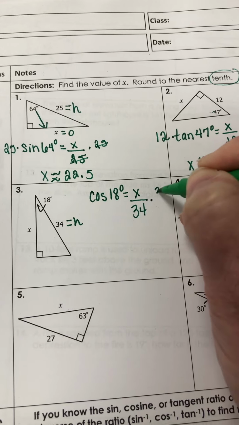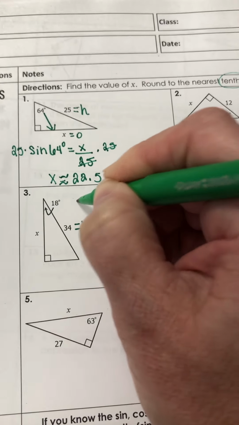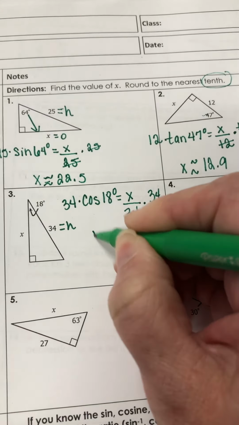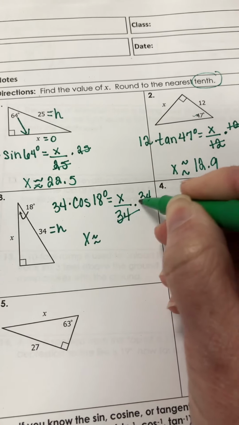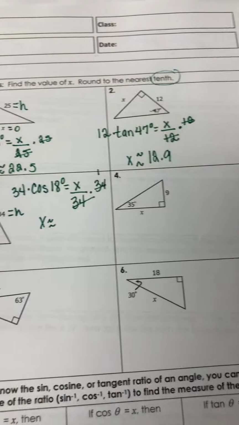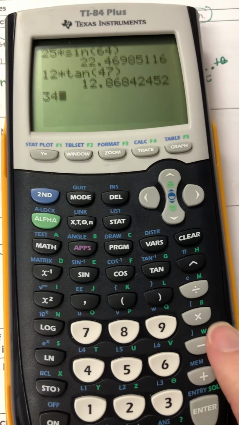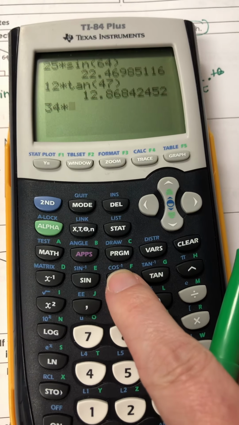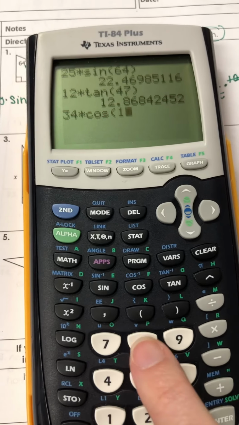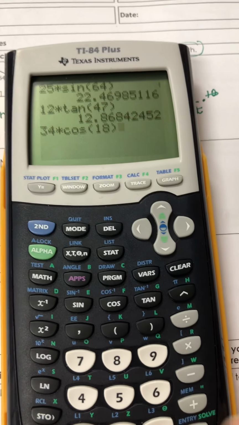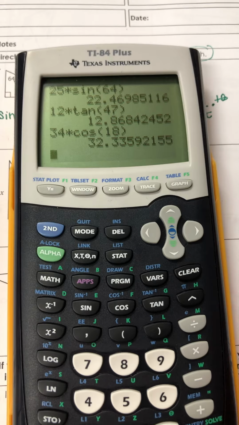So to solve, I'm going to multiply both sides by 34. And so my x, these two will cancel out. And so I'll have 34 times the cosine of 18. So that'll be 32.3.